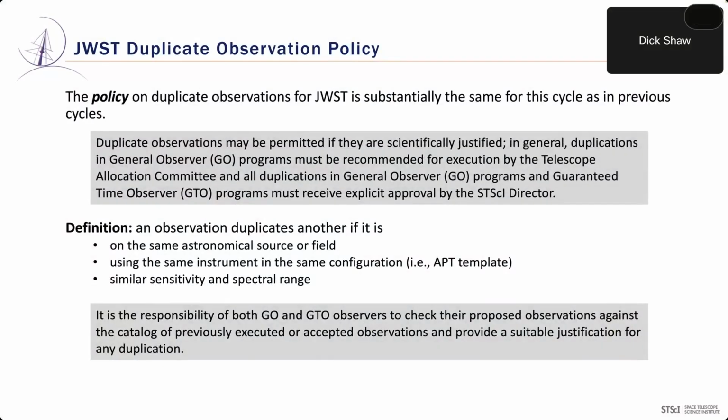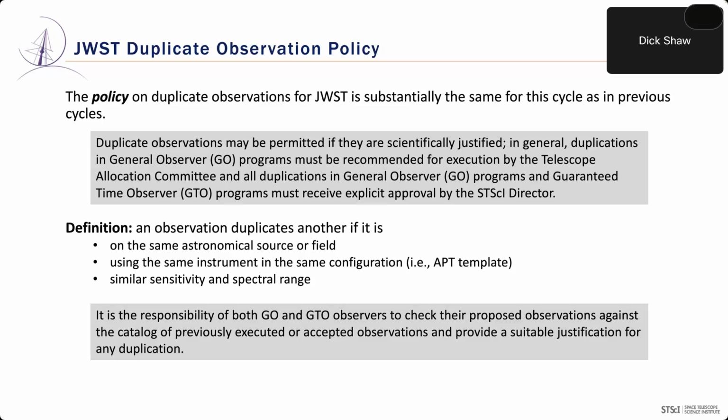But basically, if you want to make an observation that would duplicate either an existing, an archived observation or one that is planned, approved and planned, then you have to justify it in your proposal. And you might ask, well, an observation duplicates another if it is on the same astronomical source or field, using the same instrument in the same configuration, which is to say the APT template, and has a similar sensitivity and spectral range. And you are responsible for checking your proposals.